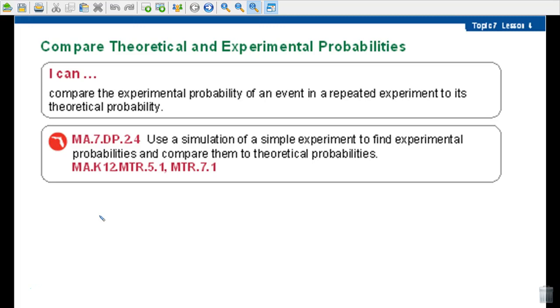Today we've got topic 7, lesson 4, compare theoretical and experimental probabilities. I can compare the experimental probability of an event in a repeated experiment to its theoretical probability. The standard for this is MA.7.DP.2.4, excuse me: use a simulation of a simple experiment to find experimental probabilities and compare them to theoretical probabilities. Sounds fun. Okay, let's move on.